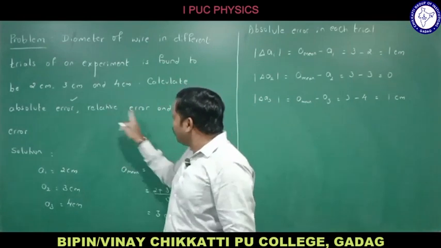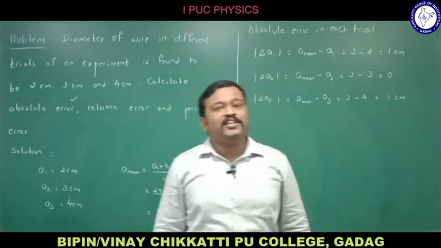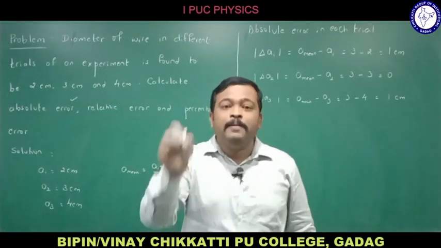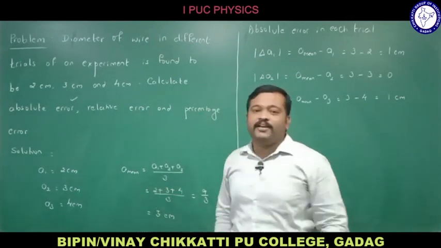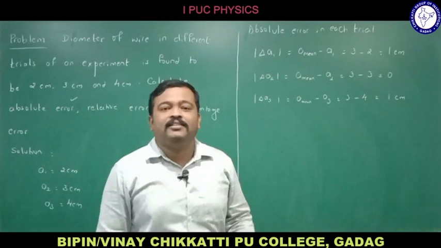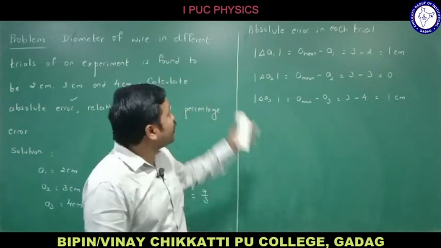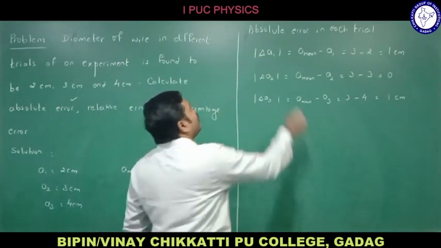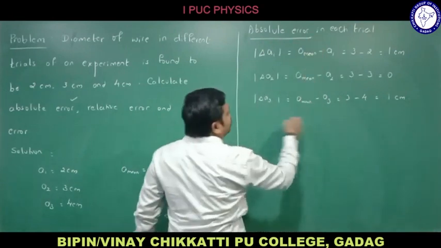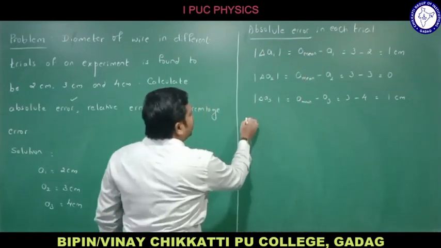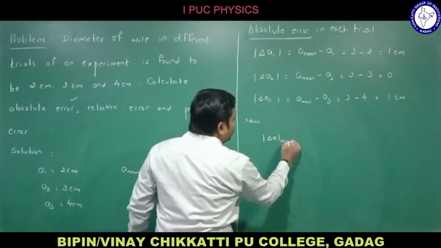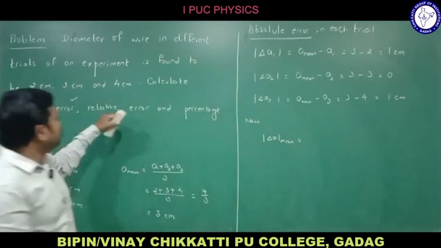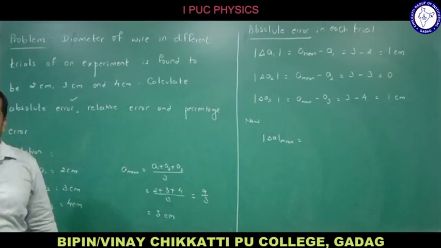Okay, now let me go with relative error. First of all, what is relative error? It is the ratio of mean absolute error divided by mean value. We got the mean value, but we need to calculate the mean absolute error. Before I go with the relative, let me calculate the delta A mean, because I need to use it in relative error. That is why I calculate it first here.